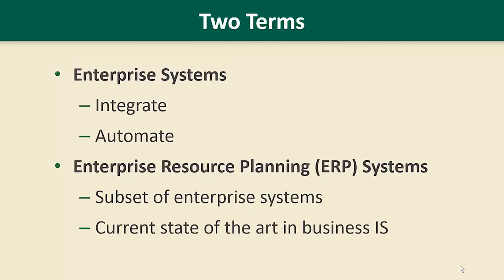ERP systems are simply a subset of enterprise systems. ERPs are the current state-of-the-art in business information systems. They are used by all of the Fortune 500. Typical examples of ERP system providers are SAP, Oracle, PeopleSoft, Microsoft Dynamics.